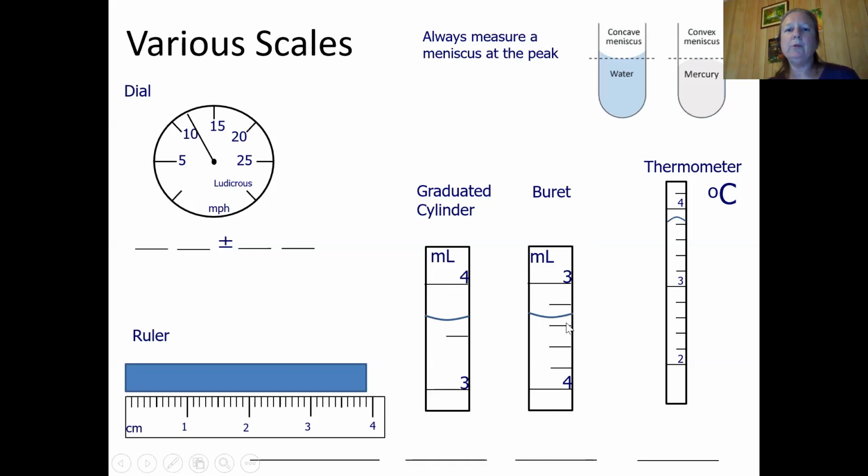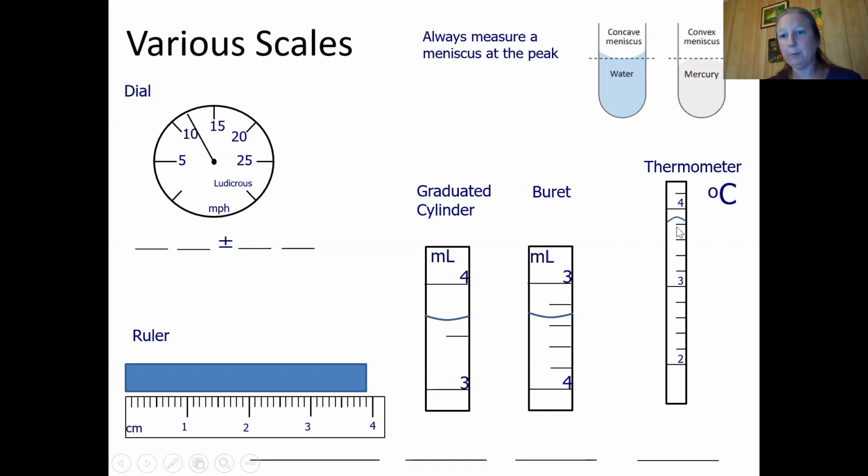So 2, 4, 6, 8, 10. So that's 0.2, 0.4, 0.6, 0.8. So my minor is 0.2. My uncertainty is 0.02 milliliters. So my measurement is going to be 3.2 something, second decimal place, plus or minus 0.02 milliliters.